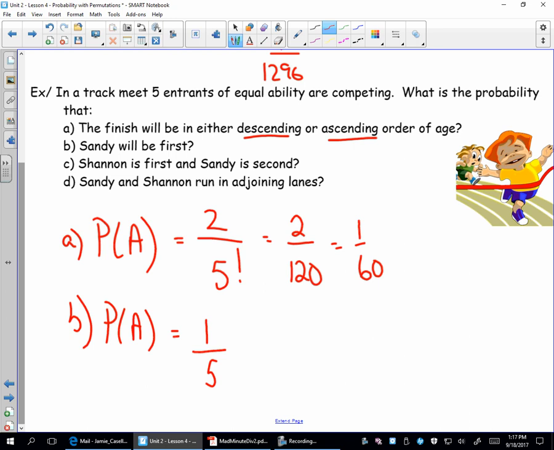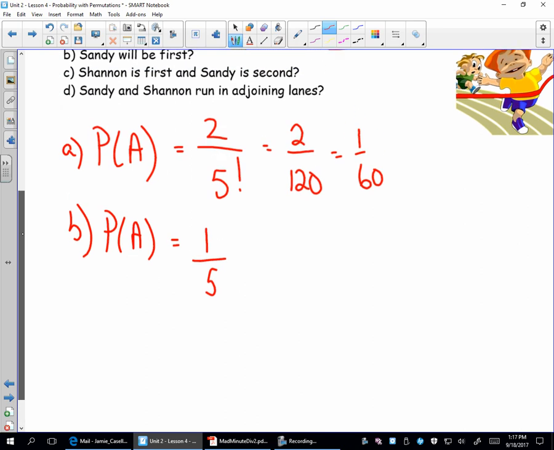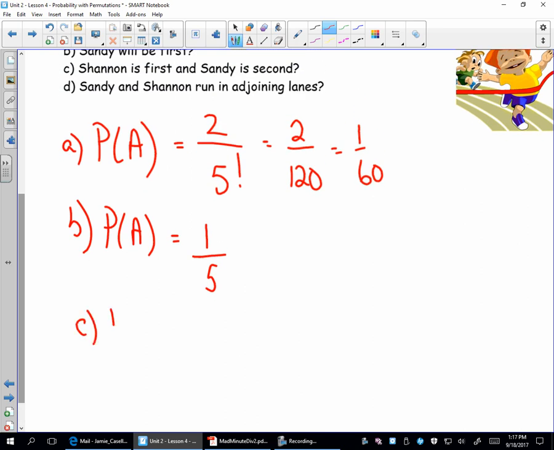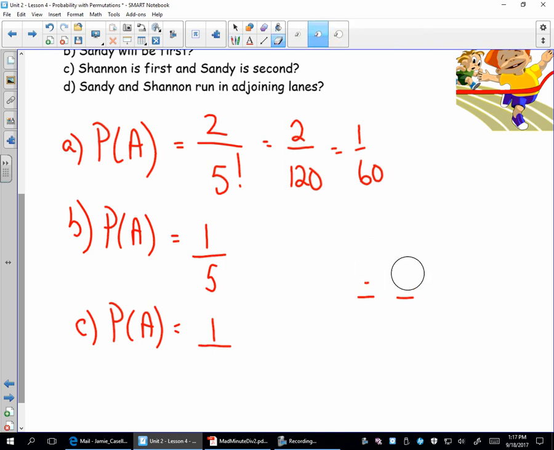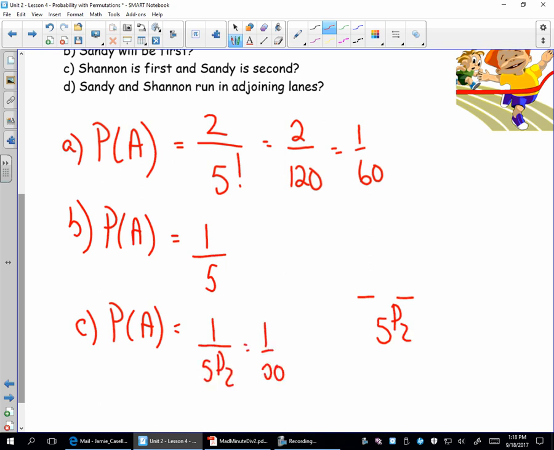How about Shannon first and Sandy second? So now we're looking at 2 spots, Shannon and Sandy. Well, I need it to be Shannon and then Sandy. Again, there's only one way to do that. Shannon's first, Sandy second. But how many different ways can I fill these first 2 spots? 5 people, and we got 2 spots. So 5 P2, or in other words, 1 over 20.